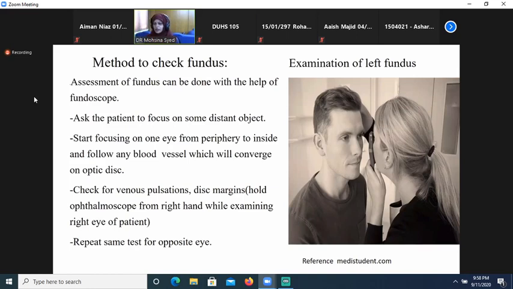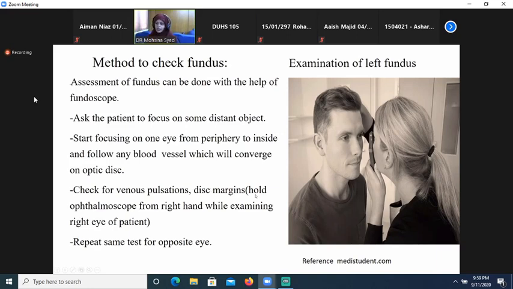And when there are certain opacities or cataract, what happens? The red reflex is absent. So first you just throw the light on the pupil, the reflex is present, then you start focusing on one eye, starting from the periphery to inside, and follow the blood vessels. The blood vessels will converge on the optic disc. Then you will examine the optic disc for the venous pulsations and the disc margins.